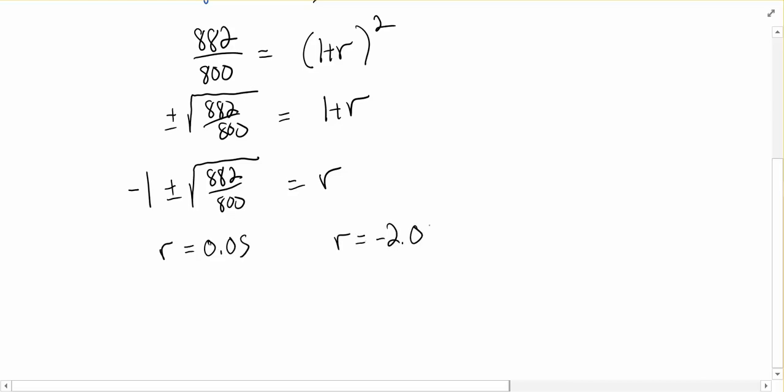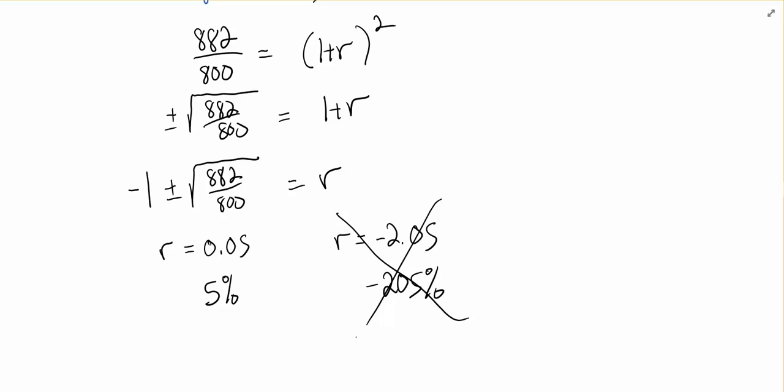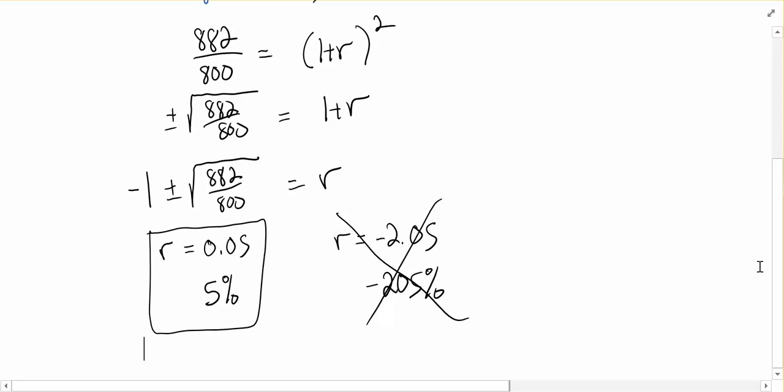So those are my two possible answers: 0.05 and negative 2.05. Now keep in mind that this rate is a decimal representing a percent. So as a percent, this would be 5% or negative 205%. Now obviously this answer is dumb, and that's what's going to happen on a lot of these word problems: we're getting two answers, one's going to make sense, one doesn't. And so our interest rate that we're speaking of is 0.05 or 5%.